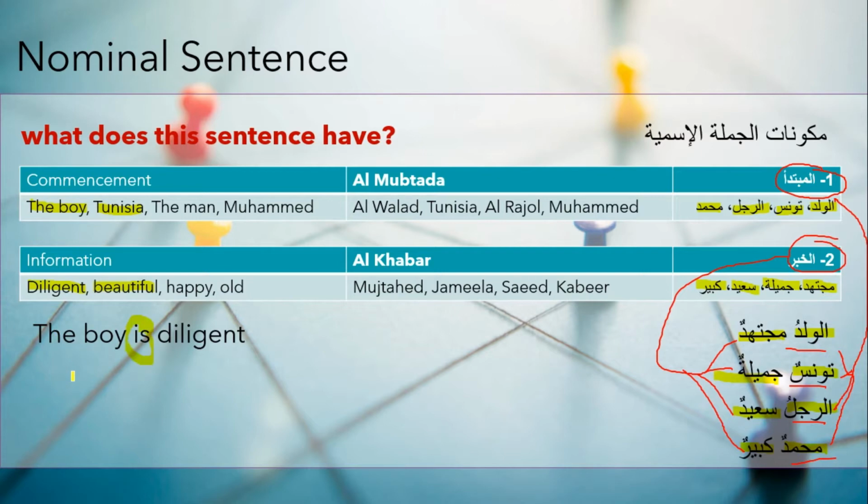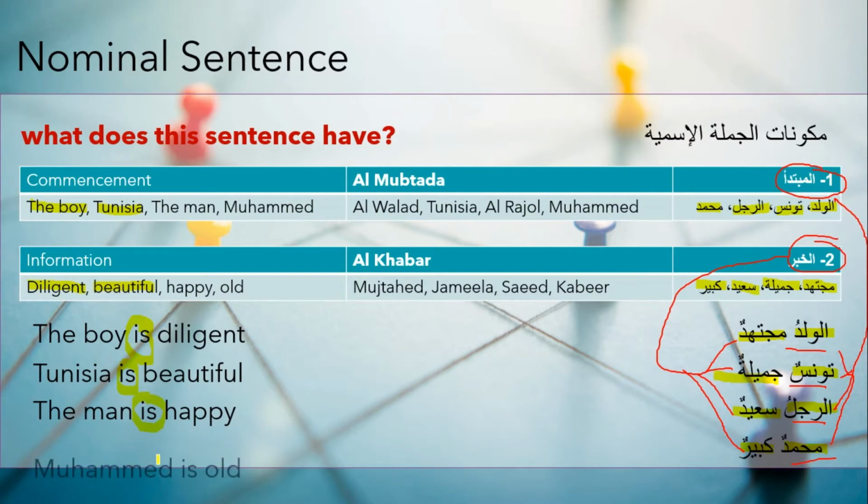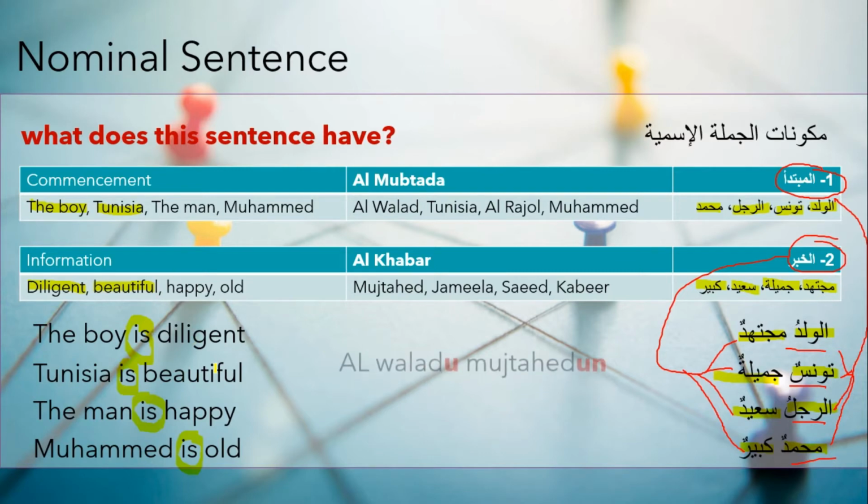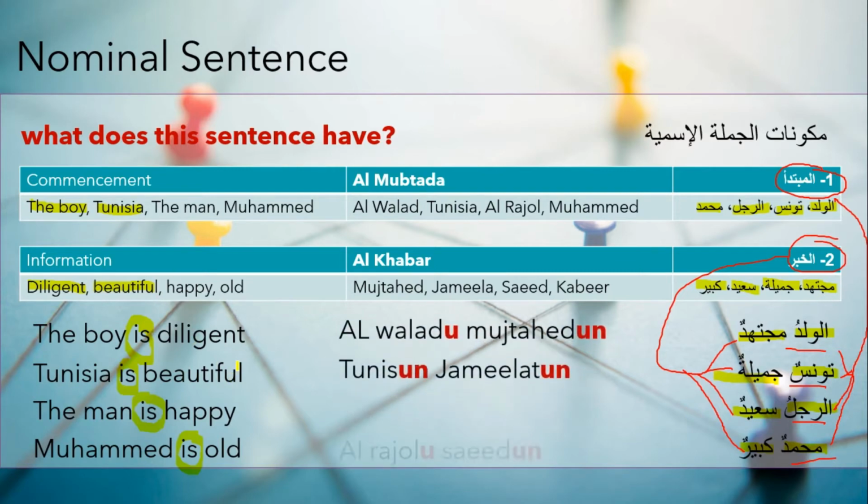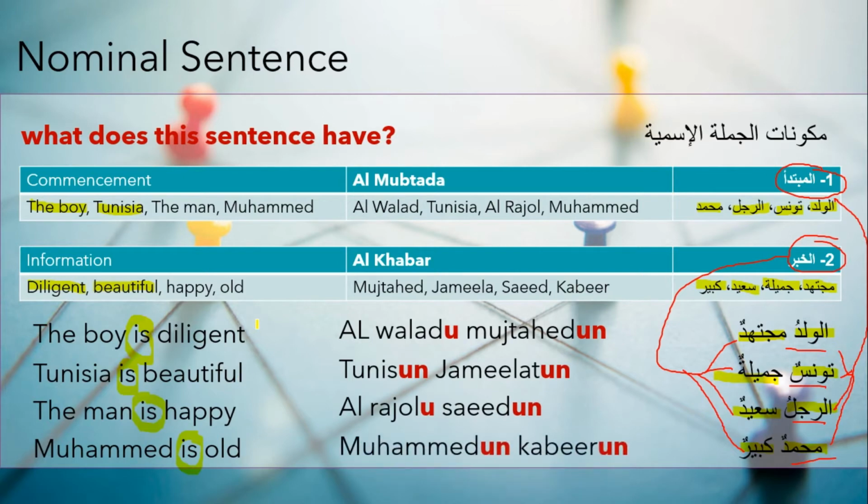As you can see here, in the English language, we write the helping verb is, just to assist us to have the sentence in a nice, good, rightful shape. So is is discarded in the Arabic language. We don't have such helping verbs because the verb goes by itself. As you can see here, al-waladu mujtahidun, tunisun jamilatun, al-rajulu sa'idun, muhammadun kabirun.